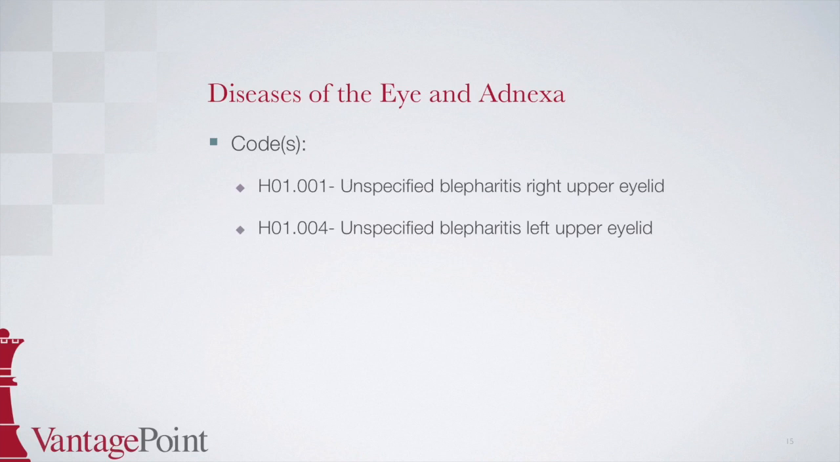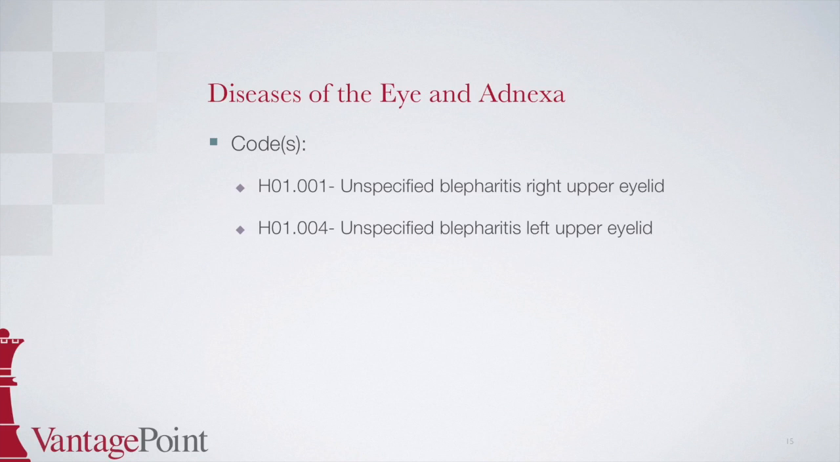The first code is H01.001, unspecified blepharitis right upper eyelid. You would start by looking up blepharitis in the alphabetic index, which has the term non-ulcerative listed next to it in parentheses as a non-essential modifier. The next term to look for is right or left, as the patient has this condition bilaterally. I chose to code the right eye first, therefore I then found the term upper indented below for the upper eyelid, which points to H01.001, which you would then confirm in the tabular.